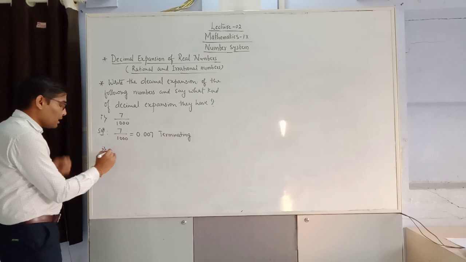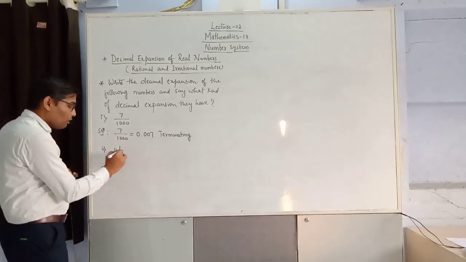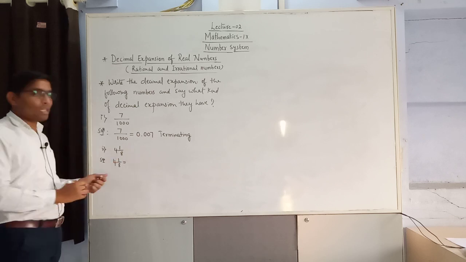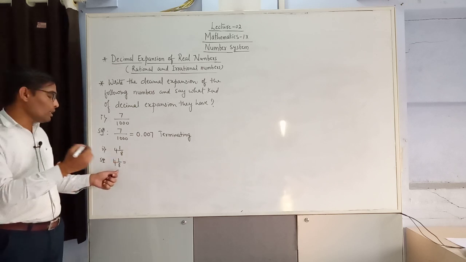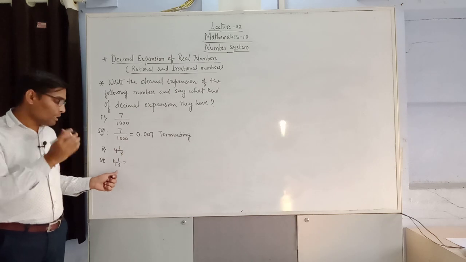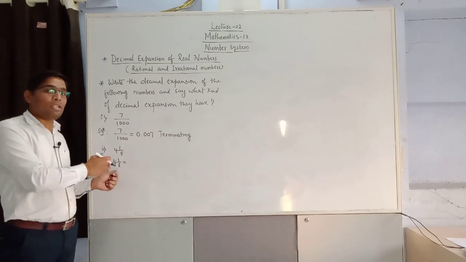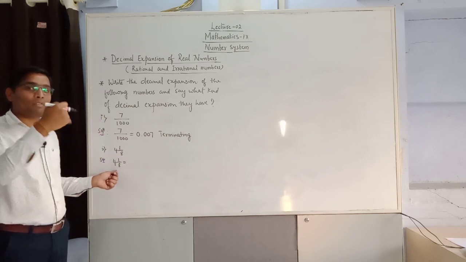Moving to the second number, 4 integer 1 by 8. Here we cannot find the decimal expansion of 4 integer 1 by 8 directly, because the given number is a mixed fraction. First we need to convert this mixed fraction into an improper fraction, then we can find the decimal expansion.